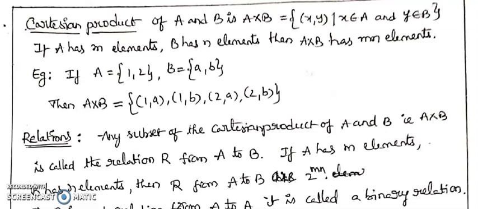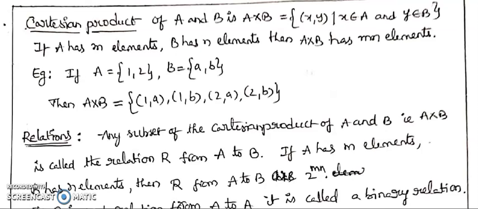In fact, a relation is any subset of the Cartesian product of the two sets. If the relation is denoted by capital R, and the Cartesian product is denoted by A cross B, the relation R is always a subset of A cross B. Suppose A has m elements and B has n elements, then the number of relations from the set A to the set B is given by 2 to the power of m × n.